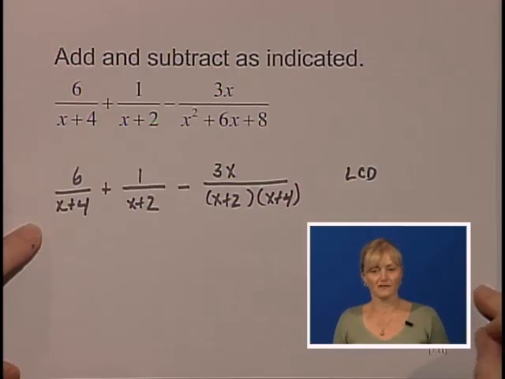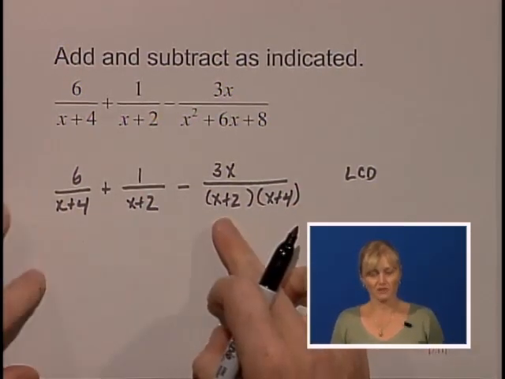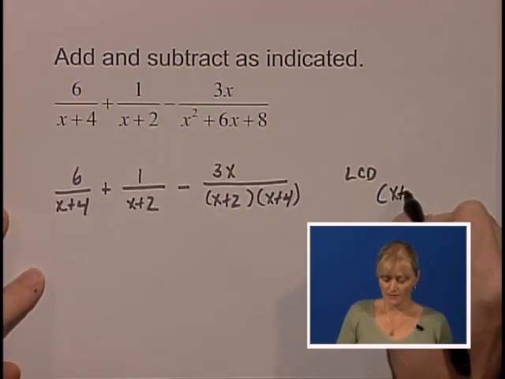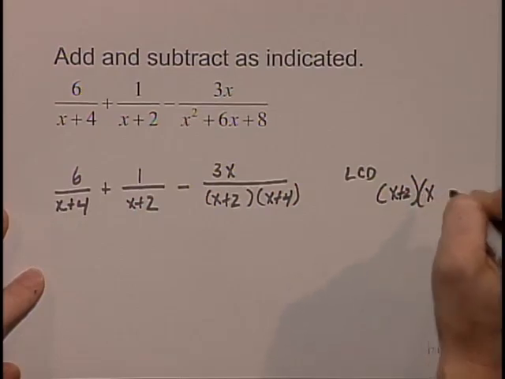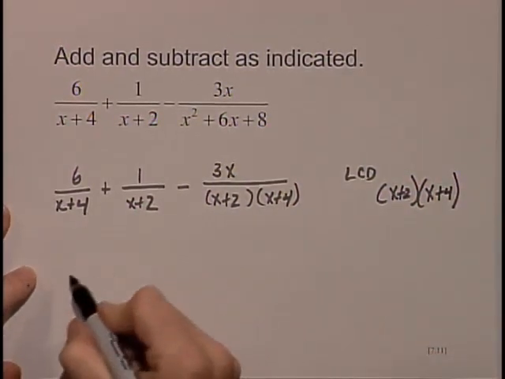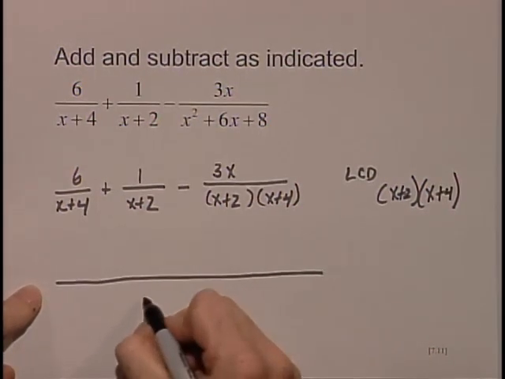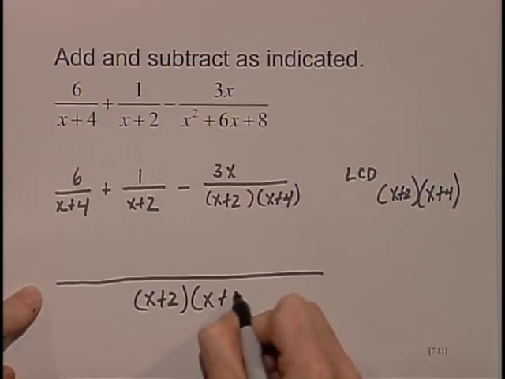with one of each different type of factor. We have x plus 4s that occur, and we have x plus 2s. So our LCD is x plus 2 times an x plus 4. So we're going to put our LCD in our denominator, x plus 2 and x plus 4.